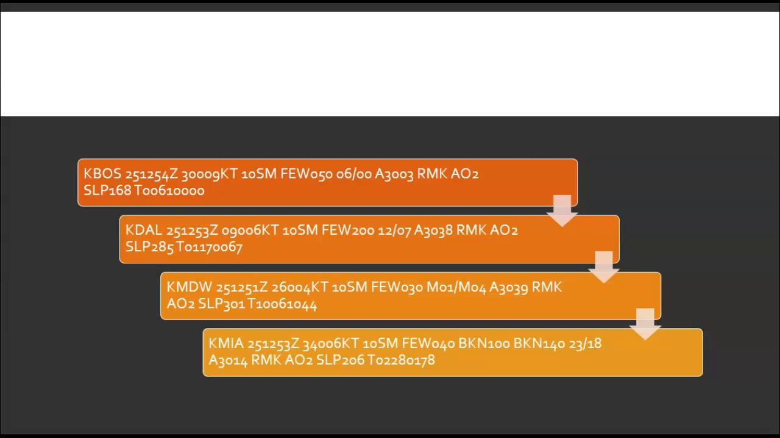SLP stands for sea level pressure, and T is for temperature, and that's just an accurate temperature and dew point to the 10th. So the temperature was actually positive 6.1 degrees Celsius, and the dew point was 0.0 degrees Celsius. The unit of measurement for sea level pressure is millibars. SLP 168 stands for 1016.8 millibars. If the pressure were below 1000 millibars, then the first number would be a 9.